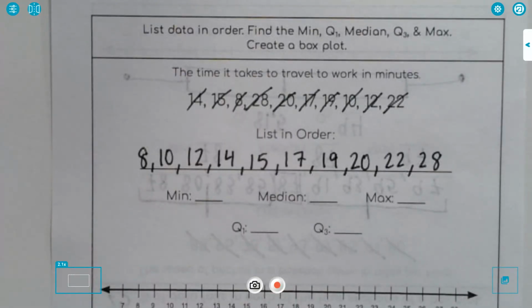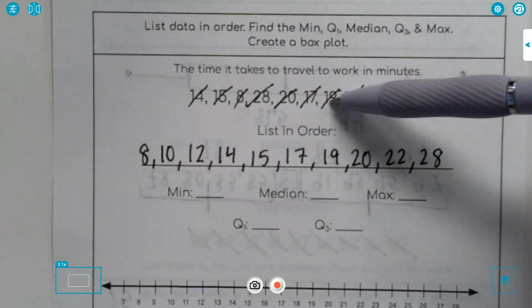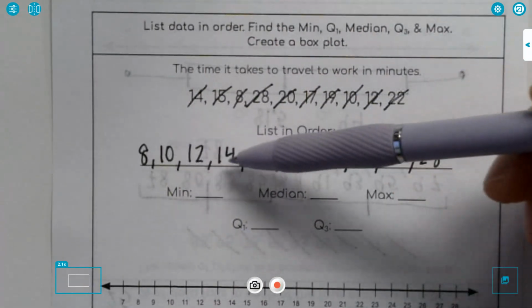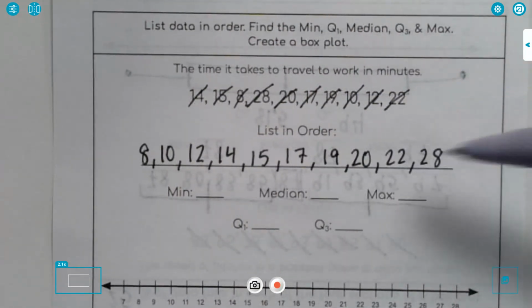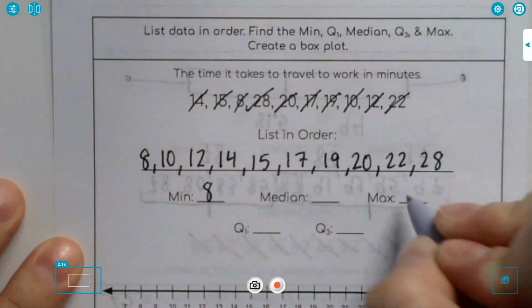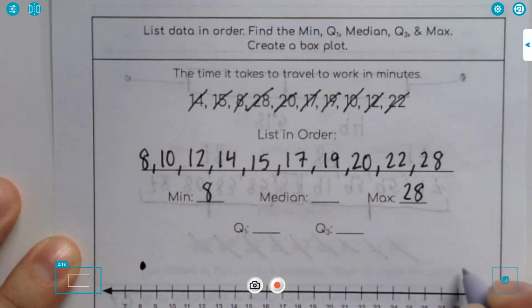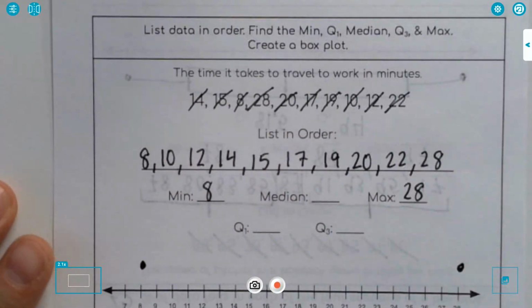Okay. And then I like to count and double check I have all my data. 1, 2, 3, 4, 5, 6, 7, 8, 9, 10. So if you cross off and double count, you shouldn't miss anything. Okay. Minimum and maximum are 8 and 28. So we go almost to the edges on this one, but again, you don't always go all the way to the outsides.